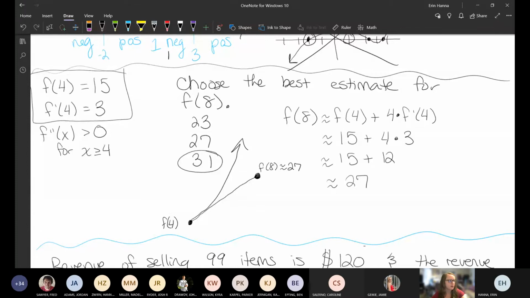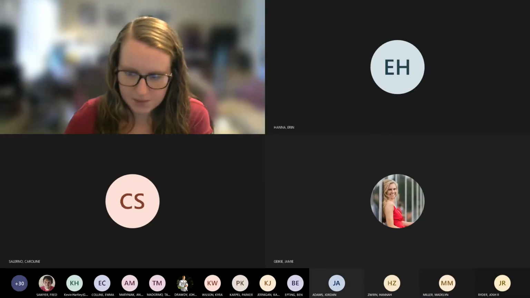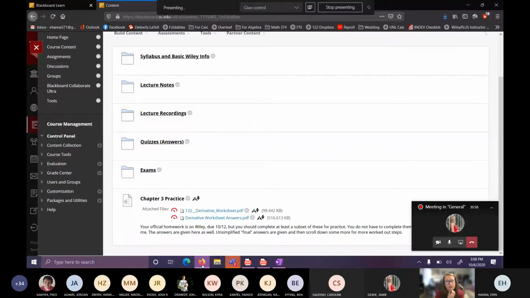before we completely move on to chapter 3 notes, I want to talk about your homework for this coming week. Not the one that's due tonight, but the one that's going to be up for this week, because it's going to be the tiniest bit different. And the reason is, if you thought Wiley was bad before, it's absolutely horrendous for chapter 3.